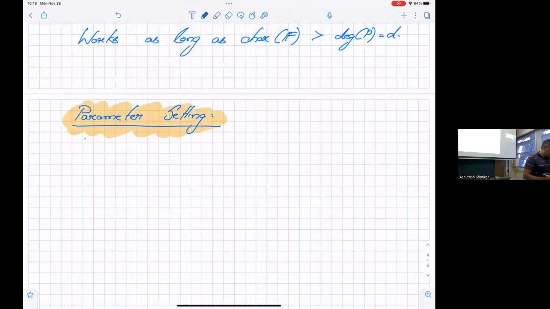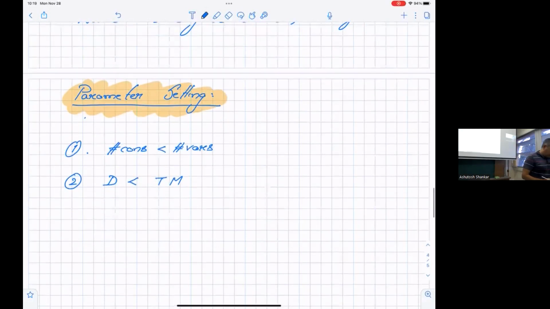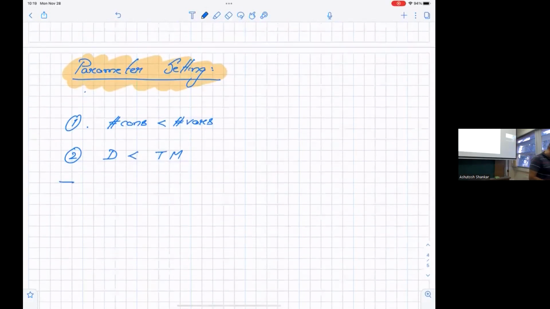We have just two conditions to be satisfied. If you recall, one is that the number of constraints should be less than the number of variables. And two is that the degree of the polynomial B should be less than the number of points of agreement into multiplicity in order to tell you that the R vanishes. These were the two constraints that we had. So let's look at both of them. So let's go to one.